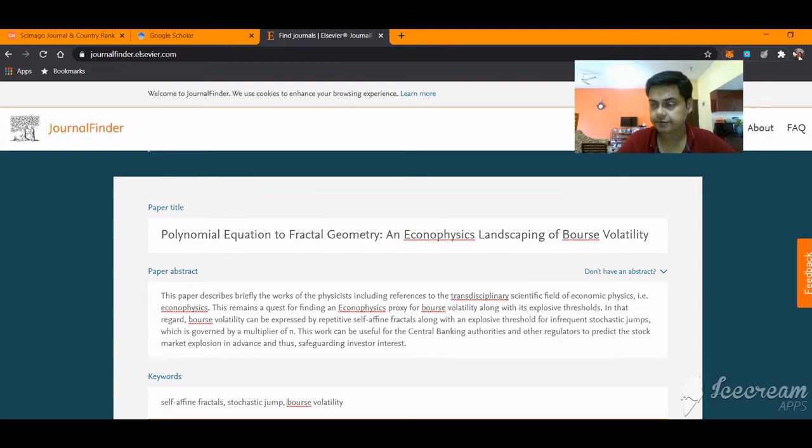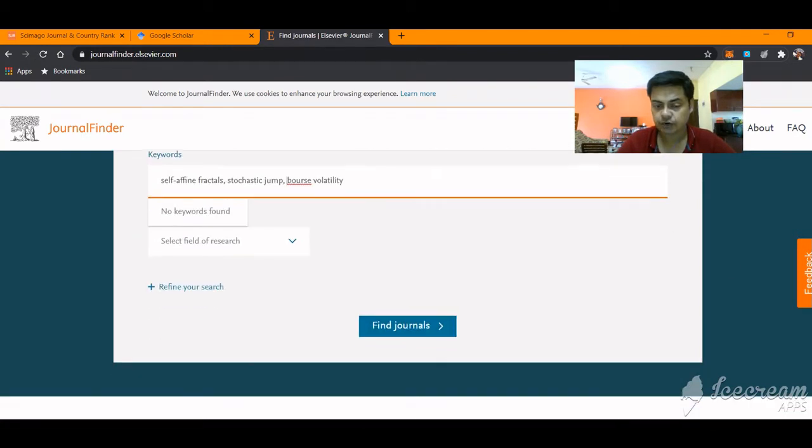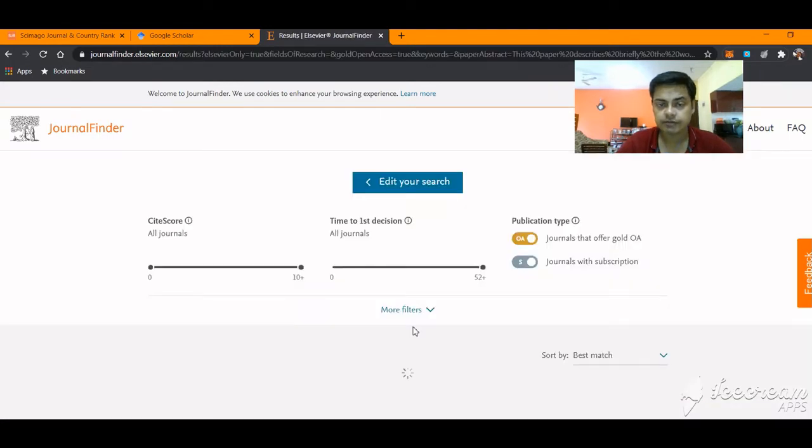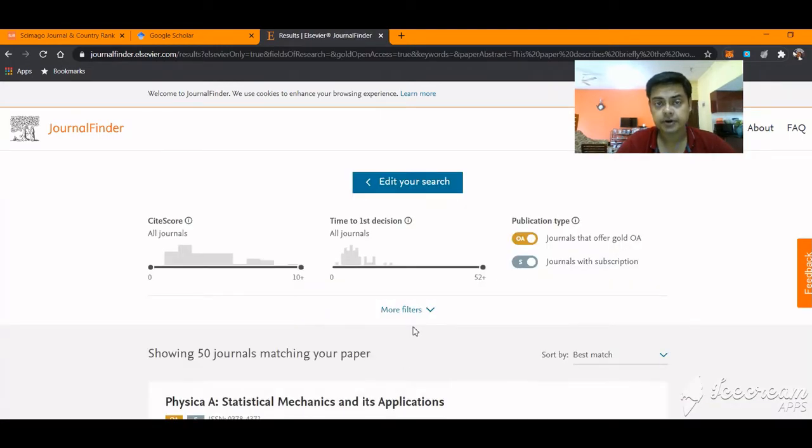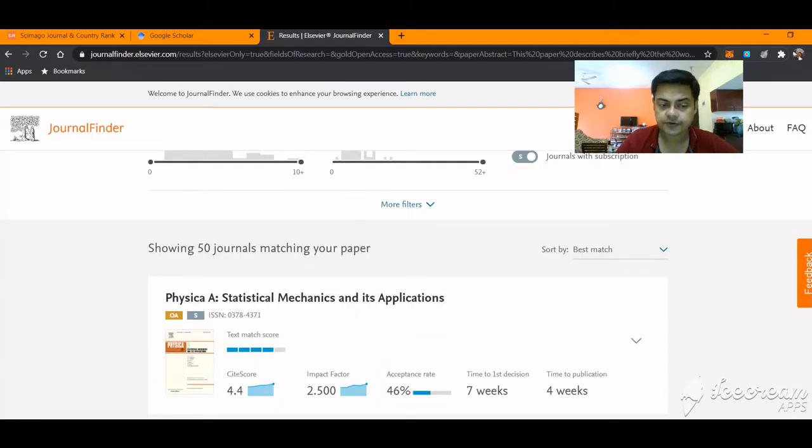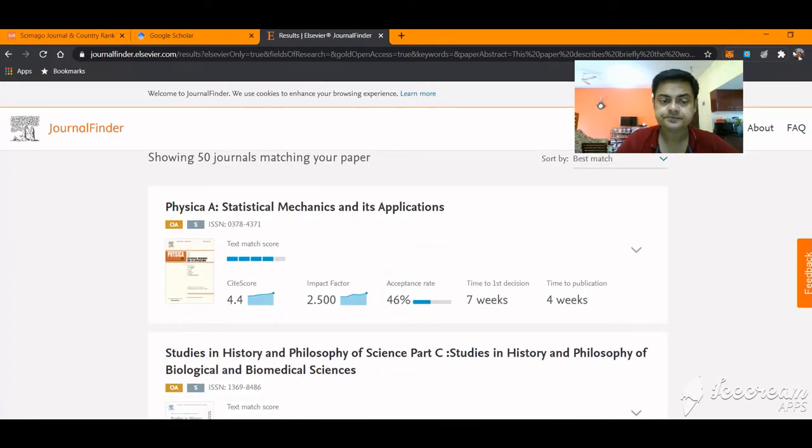That's fair enough. So now when I go down and I click this find journals, Elsevier will find which are the journals closer to my paper. That means which journals are a suitable match for my paper. It's a match finding. So as you can see here, Elsevier has found 50 matches for my paper. First one is Physica A, Statistical Mechanics and its Applications.